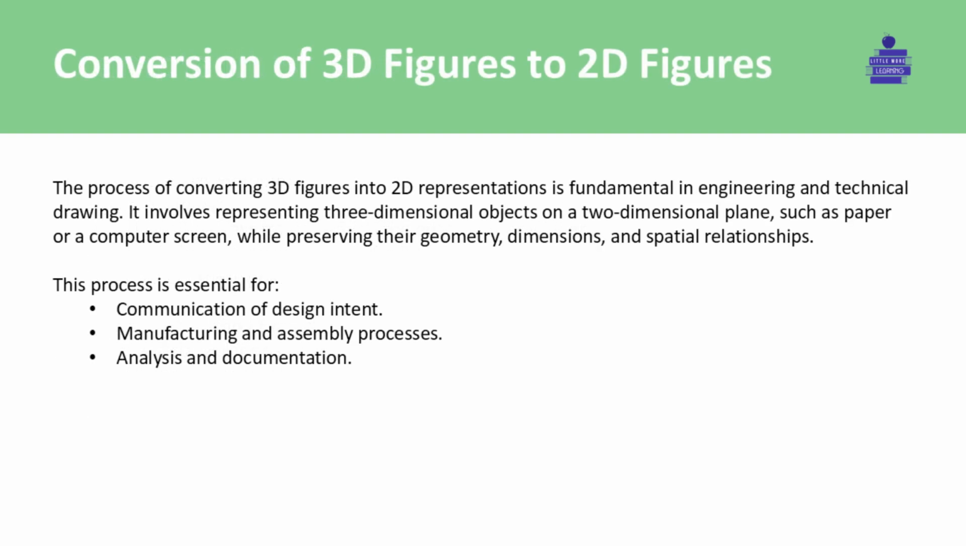Transforming three-dimensional objects into two-dimensional representations is fundamental in engineering. This process communicates design intent, guides manufacturing, and provides essential documentation. It preserves the object's geometry, dimensions, and spatial relationships, creating a detailed map that others can follow to understand or recreate the object perfectly. This skill is the foundation of modern design and manufacturing processes.